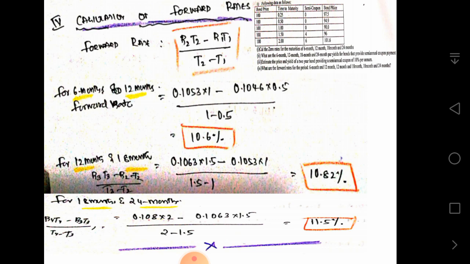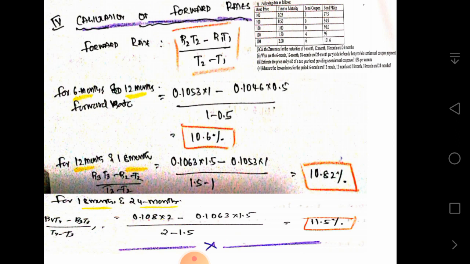Substituting this value, right, R3 is nothing but the zero rate for 1.5 years, T3 stands for time of 1.5 years, R2 stands for the zero rate for 1 year, T2 stands for time of 1 year, right. So R3, the zero rate for 1.5 years, that is 0.1063 multiplied by 1.5, the time duration, minus the zero rate for 1 year into 1, divided by 1.5 minus 1. I will get the forward rate between 12 and 18 months.